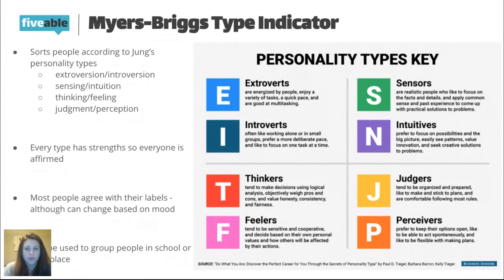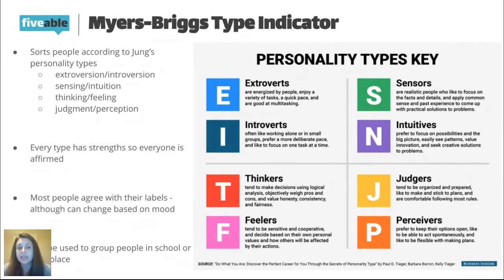The cool thing about this is that there is no right or wrong placement. Again, Freud was pretty negative, right? Focusing on traumas and abuse and things like that. In this, we're all just affirming each other's personality types. There are pros and cons to being an extrovert, and pros and cons to being an introvert. Every personality type listed here has different strengths and weaknesses, so we all can be affirmed in who we are. There's no bad answer. And typically, when you take the test, most people afterwards tend to agree with their labels.